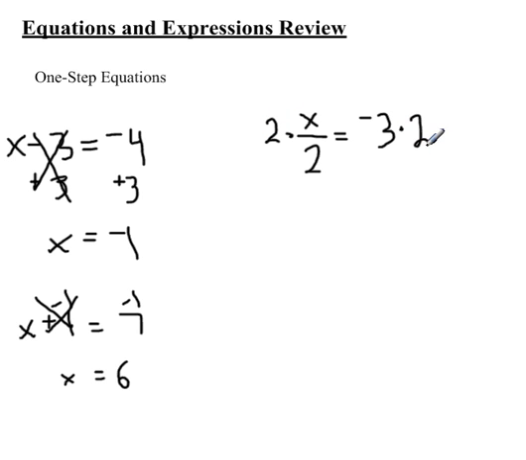Now what this actually does is makes this 2 times x, which is 2x, divided by 2. Well, 2 divided by 2 is 1, so I'm left with just x. On the right side, I have negative 3 times 2, which is negative 6. So again, in one step, that's been solved.